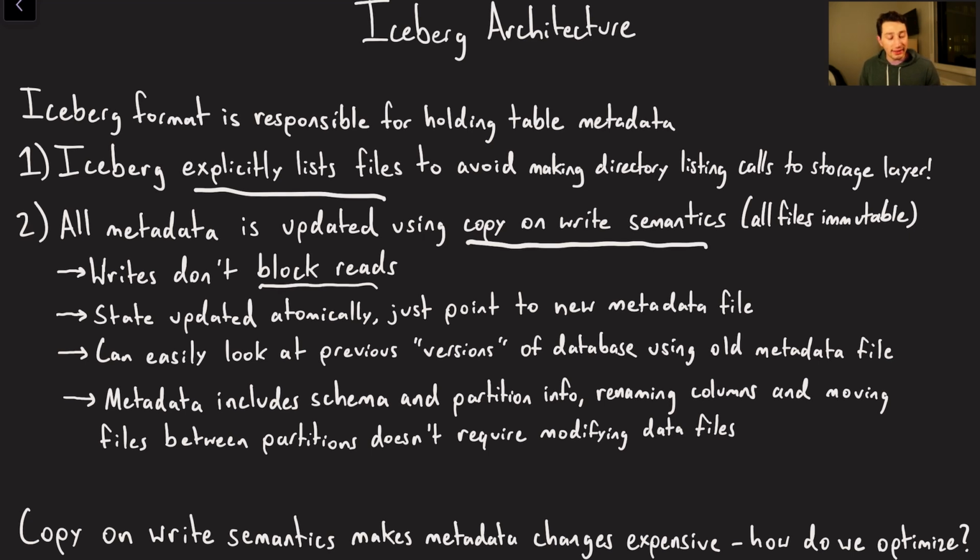Number three is that state is going to be updated atomically, right? If I have a pointer in my catalog database from a table name to its Iceberg metadata, then all I have to do is change the pointer to our new version of the Iceberg metadata, and I'm good to go. As a result, if I keep the file around that corresponded to the old version of the table, now I can do this concept of time traveling, right? Where I can look at the previous schemas or the versions of the database and read the database using that previous schema to get a sense of what it looked like in the past.